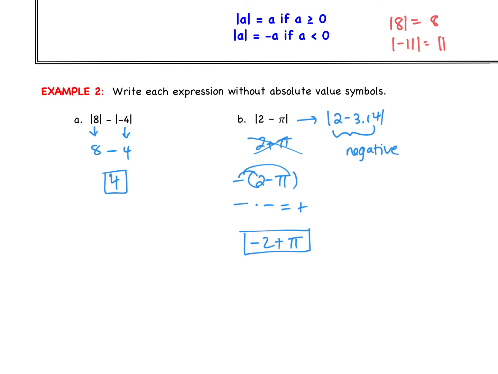The way you can check that to see that it makes sense, up here, 2 minus 3.14 is about negative 1.14. When I take the absolute value of that, it's going to be positive 1.14, about. Here, 3.14 plus negative 2 is about 1.14. So you should be able to do that mental check in your head.